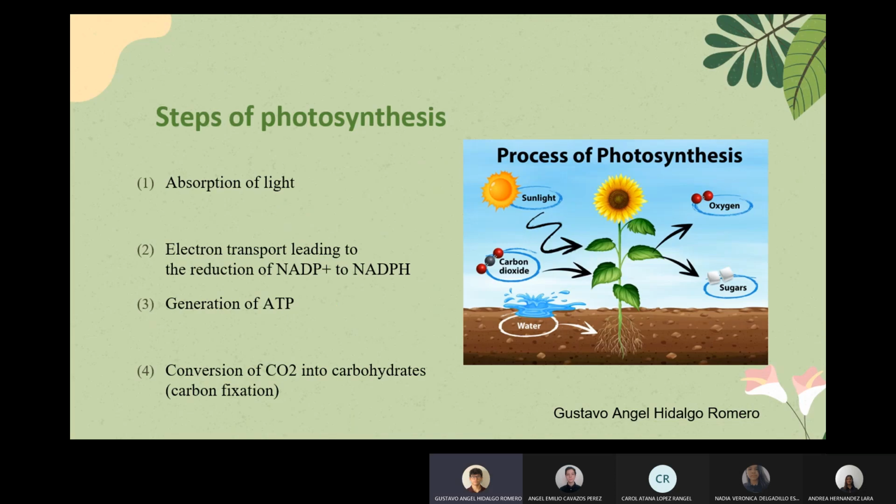Steps of photosynthesis. The first one is absorption of light. The second one, electron transport leading to the reduction of NADP to NADPH. Third, generation of ATP. Fourth, conversion of CO2 into carbohydrates.